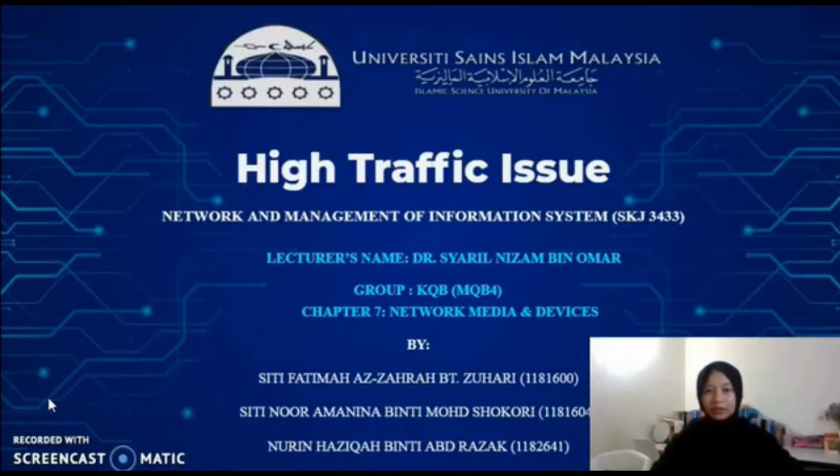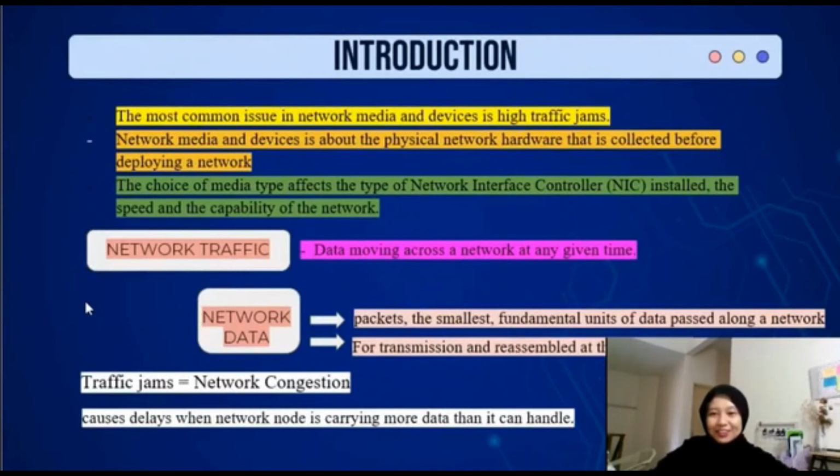High traffic issue under Chapter 7, Network Media and Devices. First things first, I'm going to talk about the introduction. High traffic issue is the most common issue in network media and devices.